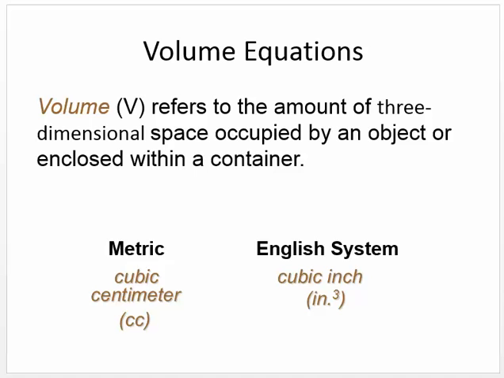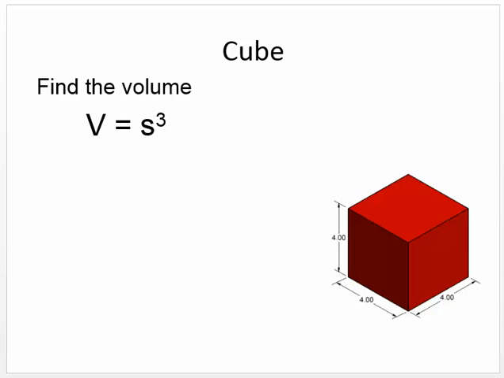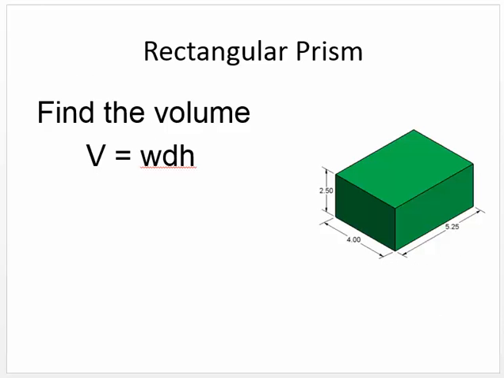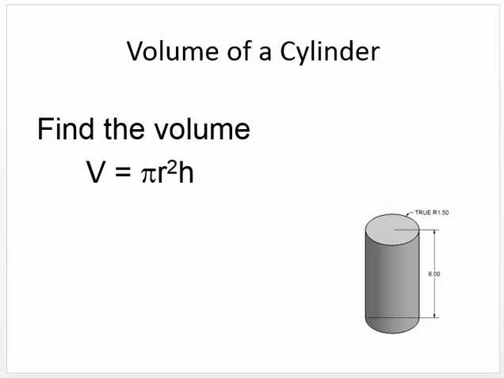Volume is one of these volume equations. All right. Volume refers to the amount of three-dimensional space occupied by an object or enclosed within a container. Okay, so for a cube, our volume is equal to s cubed. For the volume of a prism, the volume equals width times depth times height. For the volume of a cylinder, it is pi r squared times h. R is the radius and h is the height.